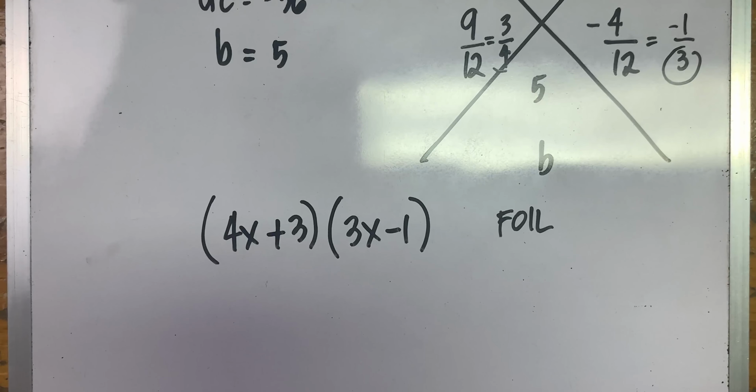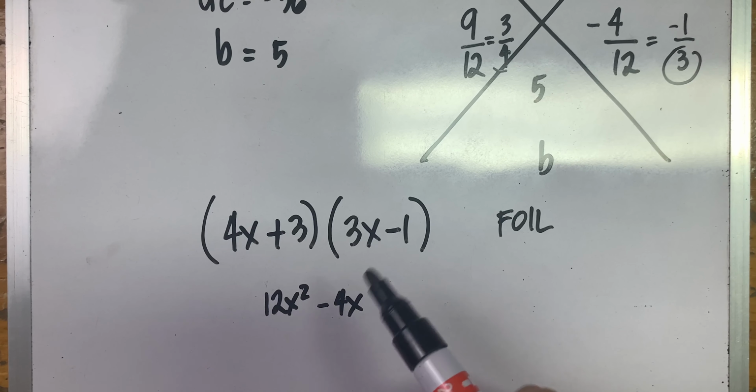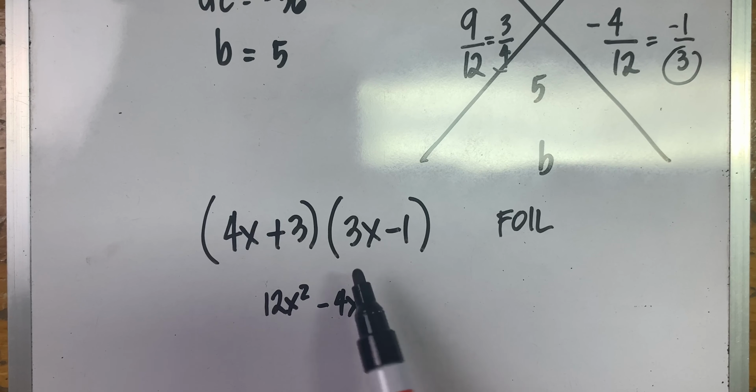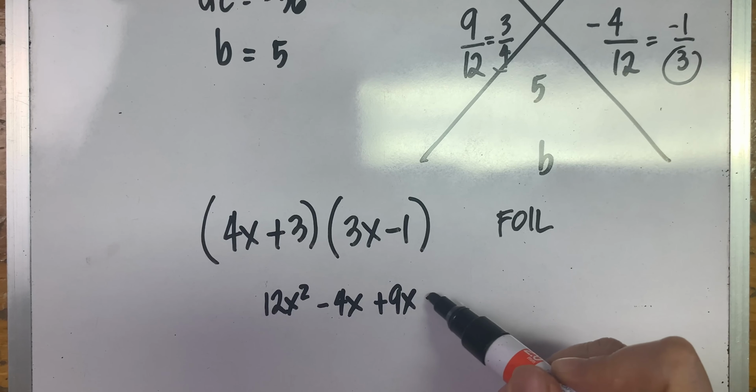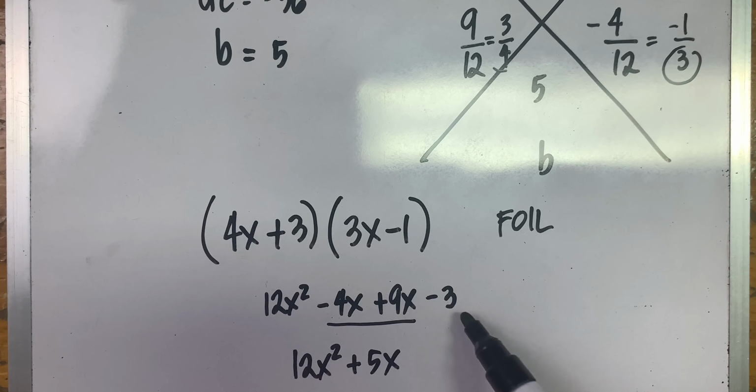Okay, so first we'll multiply the first. 4x times 3x will give us 12x squared. 4x times negative 1 is negative 4x. 3 times positive 3x is positive 9x. And positive 3 times negative 1 is negative 3. Okay, combining like terms, we'll have 12x squared. Negative 4x plus 9x will give us positive 5x. And then minus 3. So therefore, this is the factor of the given example.